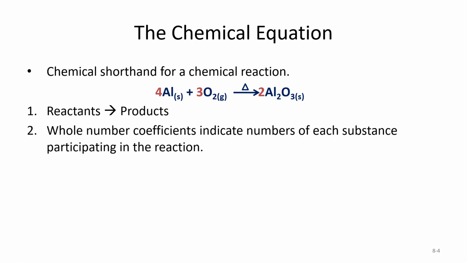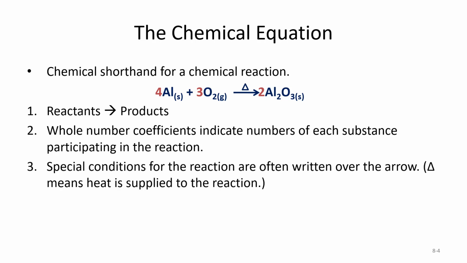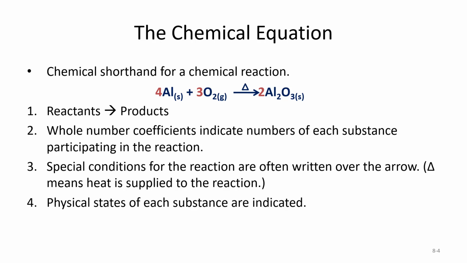Whole number coefficients indicate the numbers of each substance participating in the reaction. There are special conditions for the reaction that are written over the arrow. So again, as I mentioned, that triangle means that heat was supplied to the reaction. Physical states of each substance are indicated. Again, S and G is referring to solid and gas.